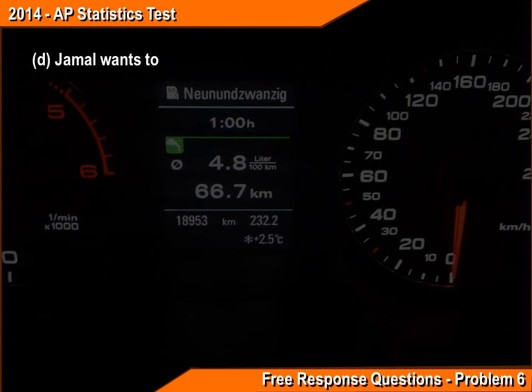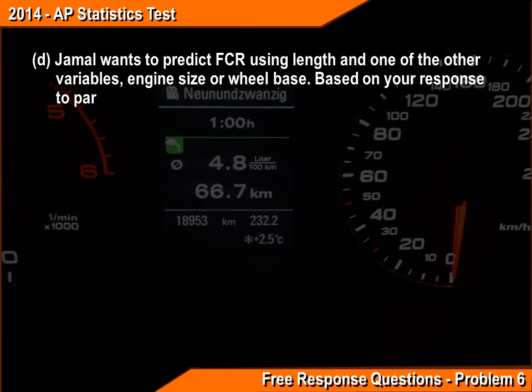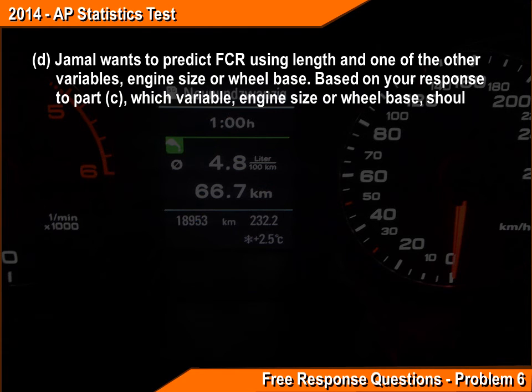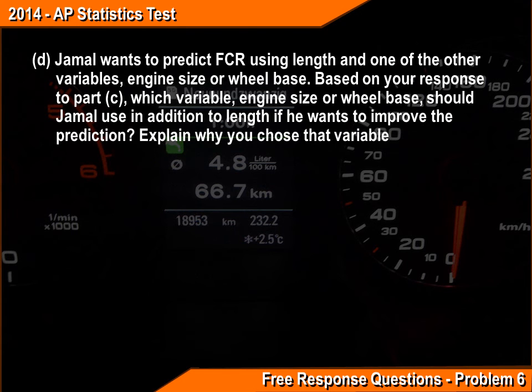D. Jamal wants to predict FCR using length and one of the other variables, engine size or wheelbase. Based on your response to part C, which variable, engine size or wheelbase, should Jamal use in addition to length if he wants to improve the prediction? Explain why you choose that variable.